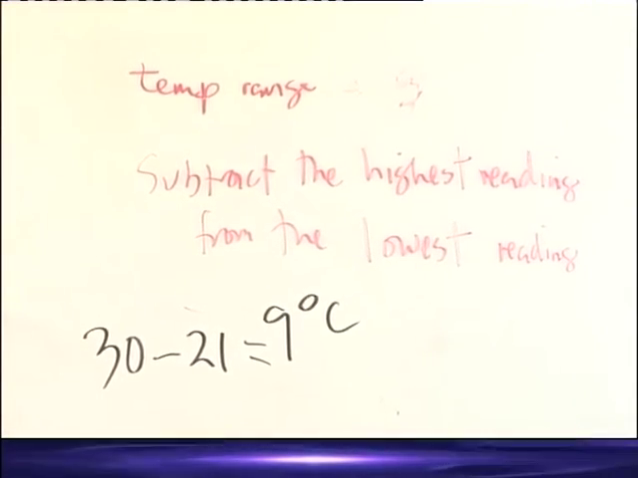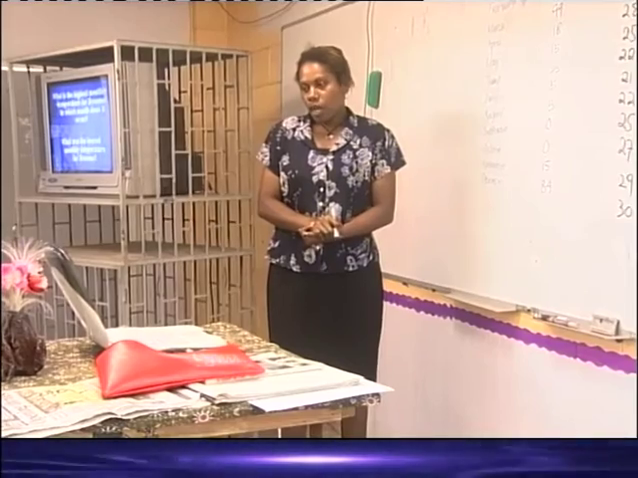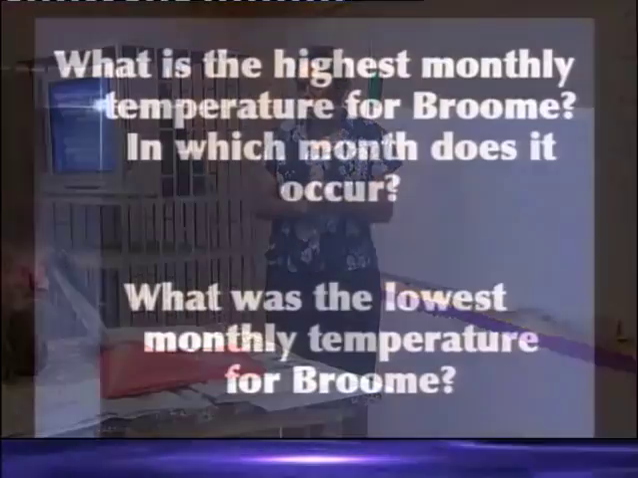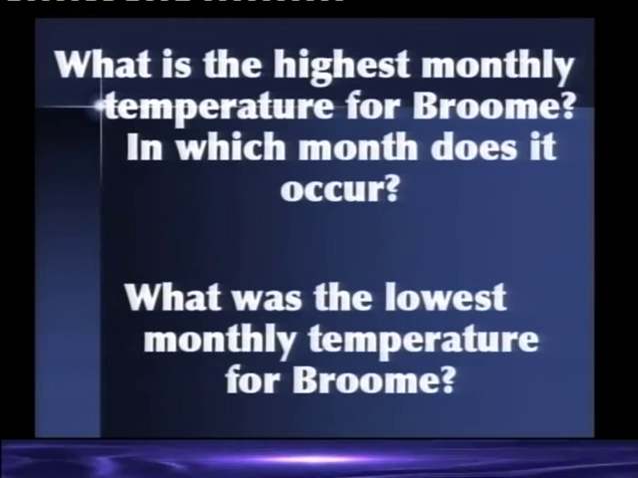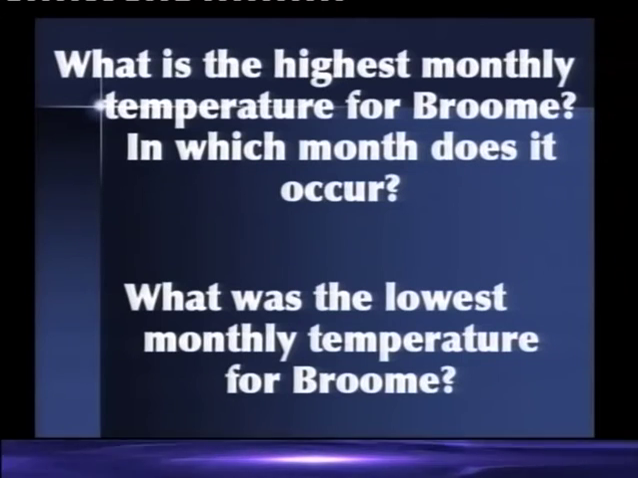Okay, the next question. What is the highest monthly temperature for Broome and which months does it occur? The highest monthly temperature. How many months do we have? 3 months. We have January with 30 degrees Celsius, February 30, and December. So January, February, December, 3 months with the highest temperature readings.